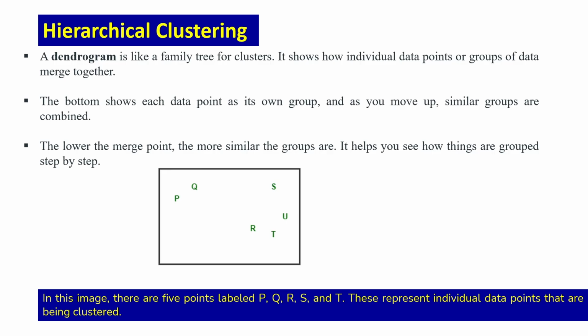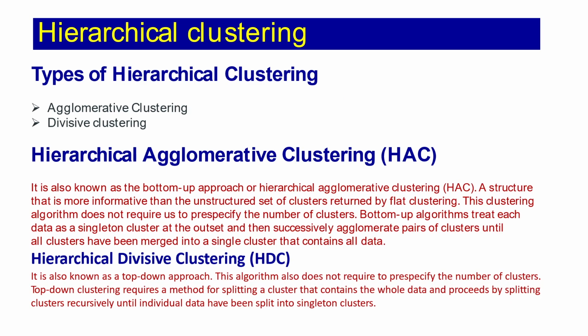The bottom will have all the data points as their own groups. As you move up, similar groups are combined. That is how it is done. So, there are two types of hierarchical clustering: one is called agglomerative clustering, the other is called divisive clustering. The name itself suggests the type of clustering it is. Agglomerative clustering is called a bottom up approach, in which the structure is more informative than an unstructured set of clusters, and it does not require any specification of the number of clusters.